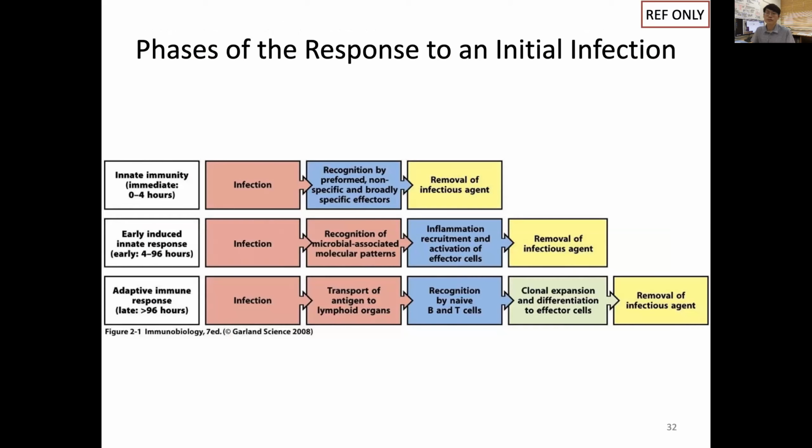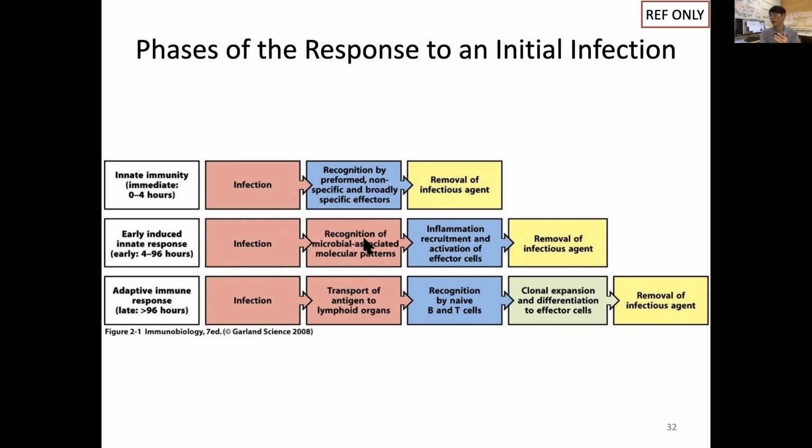So this is the final review of the phases of response to an initial infection. Let's focus on the timeline, which is important for us to know. When an infection happens, we need an immediate first line of defense, innate immunity, which is recognition by preformed, non-specific, and broadly specific effectors, such as when we see LPS, then we recognize it, kill and remove these infectious agents. So an early induced innate response involves, let's say, from 4 hours to several days.